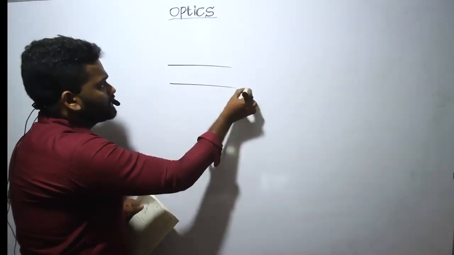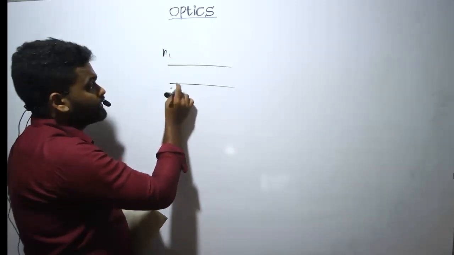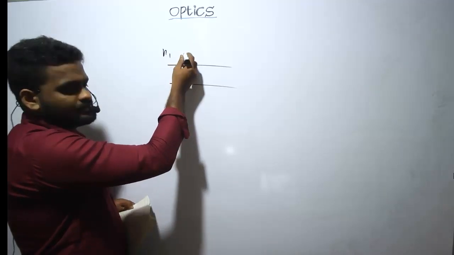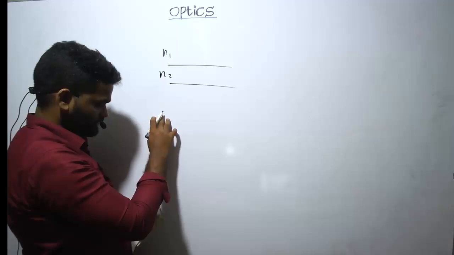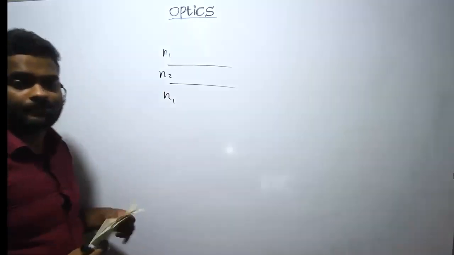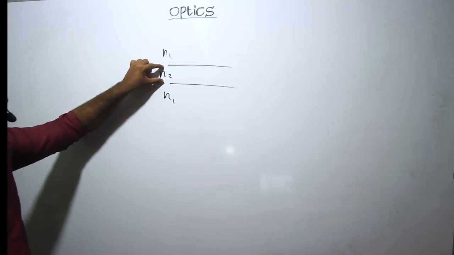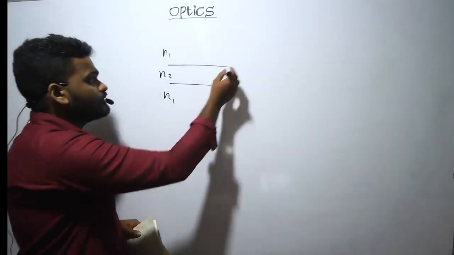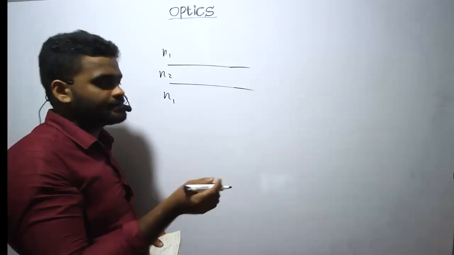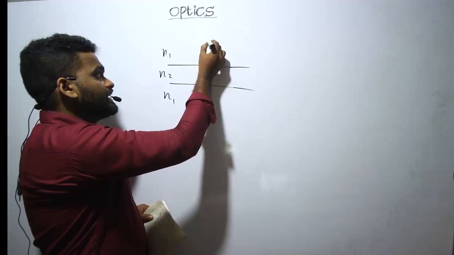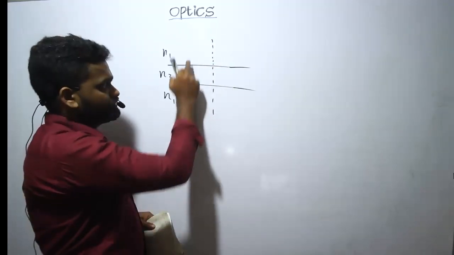Let's say these are parallel slabs. Here you have, this could be air, this could be water, then another medium, n2. Then again the same medium. The mediums here and here are the same. Let's see what happens when a light ray enters. There are three mediums actually, but these two mediums are the same.